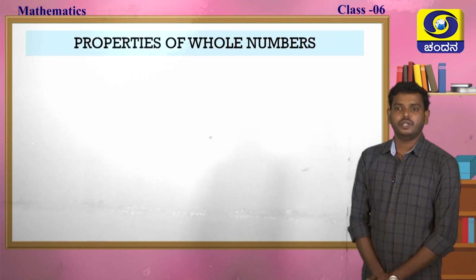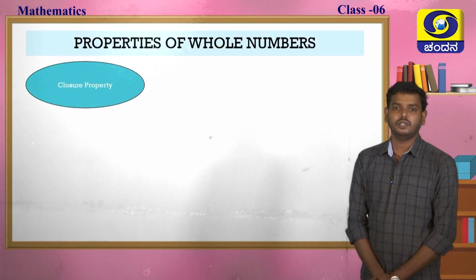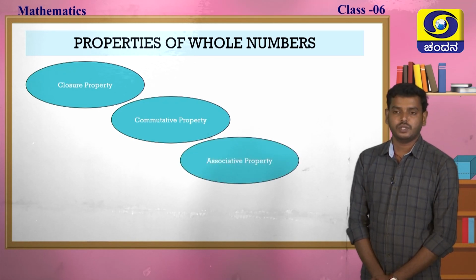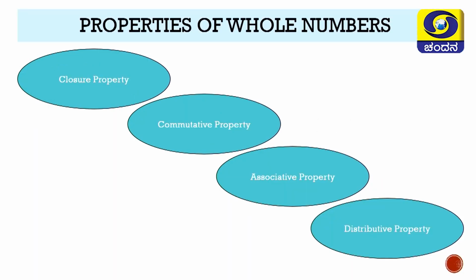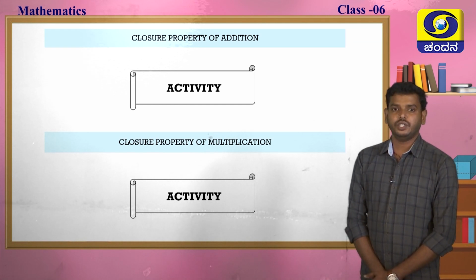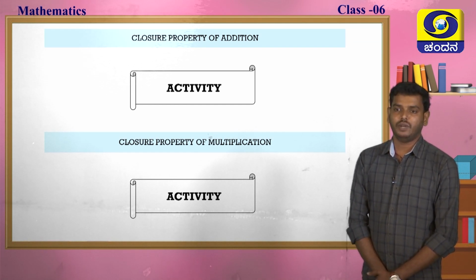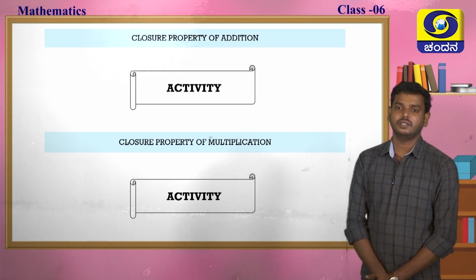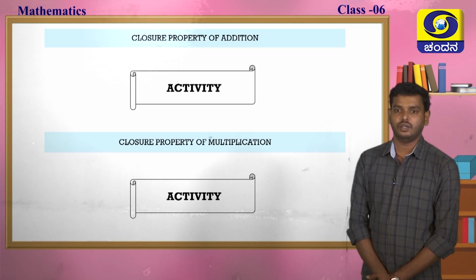While coming to the properties of whole numbers, we need to learn closure property, commutative property, associative property and also distributive property. First, let us go for closure property. Closure property of addition, closure property of multiplication. Children, to study about this closure property, we will move to an activity. Come, let us learn closure property of addition and closure property of multiplication.